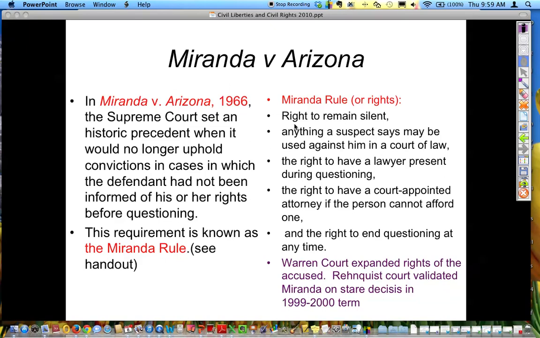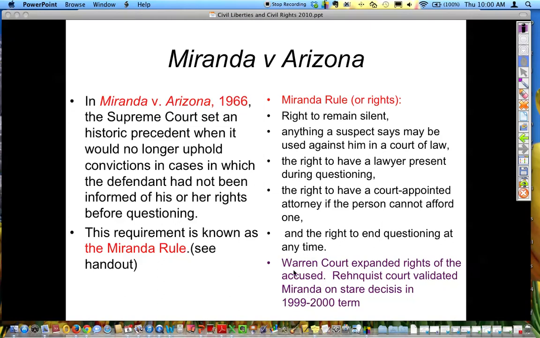The Miranda Rule, or the Miranda right, states: a person has a right to remain silent. Anything a suspect says may be used against him in a court of law. A person has the right to have a lawyer present during questioning. A person has the right to have a court-appointed attorney if the person cannot afford one. A person has the right to end questioning at any time.